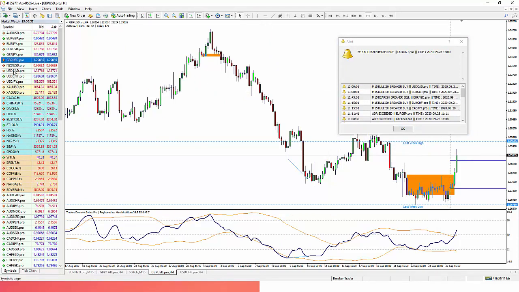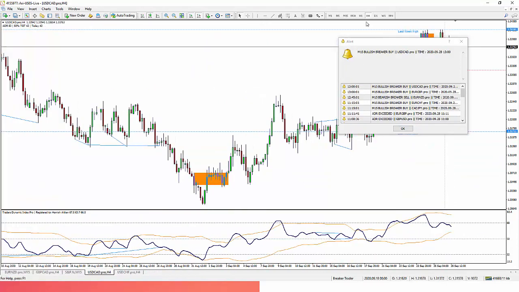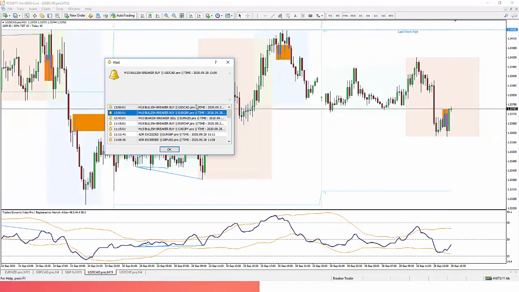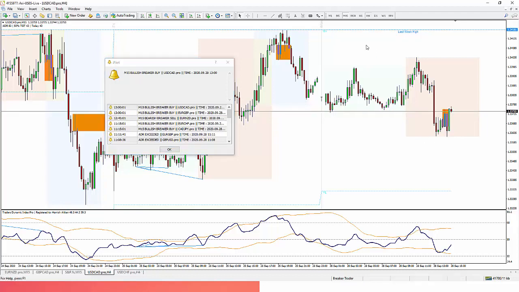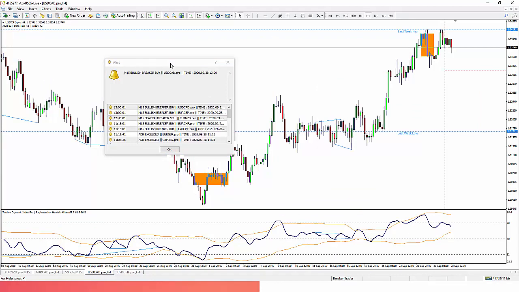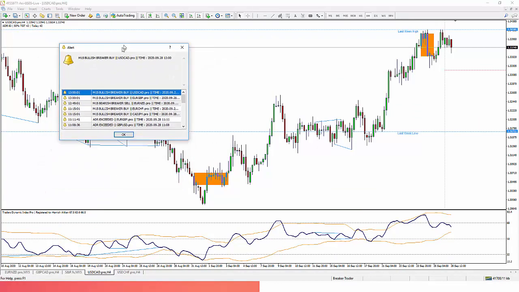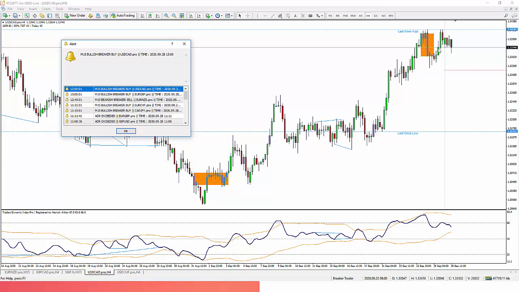US dollar CAD on M15. So when we get a breaker, as we just got here, we got a bullish breaker buy on US dollar CAD. What I will do is come and have a look at this chart, switch over to H4, and just have a look at the H4 chart and see whereabouts we are. The last breaker we had on H4, which I use for my directional bias, was bearish. So I would be looking for sell opportunities on this particular pair, not for buy opportunities. So in this particular case, I wouldn't be taking this trade.